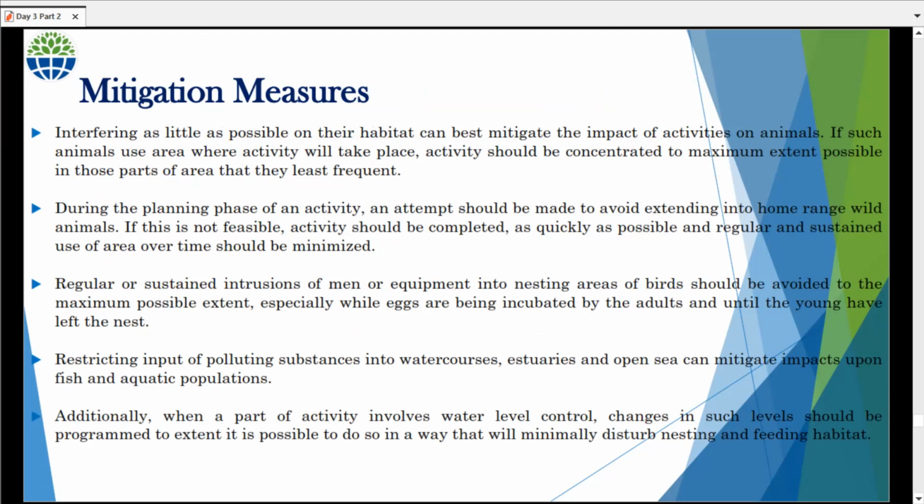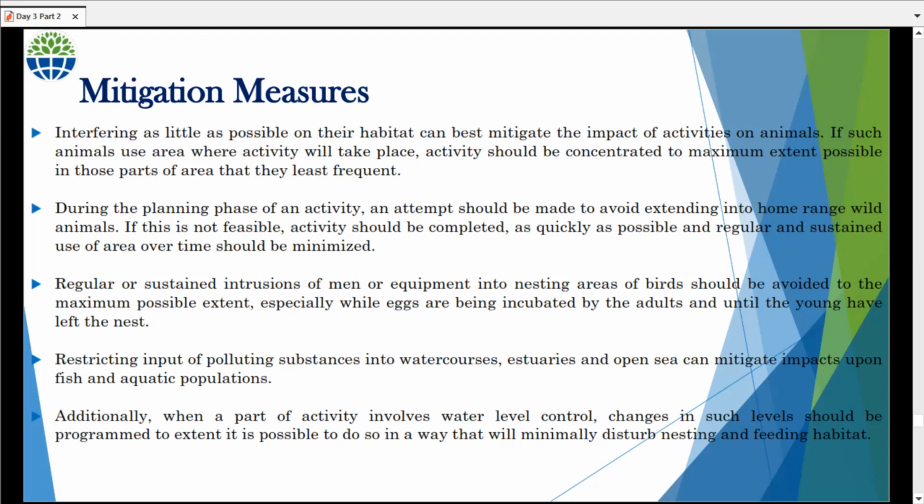And what are the mitigation measures? Mitigation measures in respect to ecology and biodiversity include interfering as little as possible in any area, either forest or any type of ecologically sensitive area where wildlife movement is seen. During the planning phase, we have to have this type of thing, and also train the people who are going to execute the project. Also, regular monitoring should be there for areas like avifauna, nesting of the birds, etc. So there should not be any interventions.